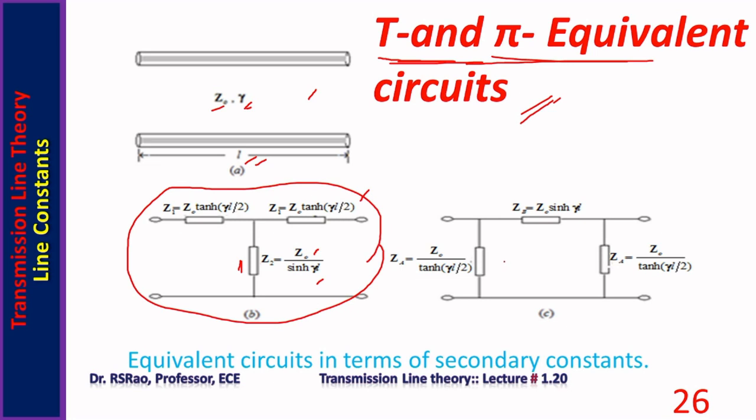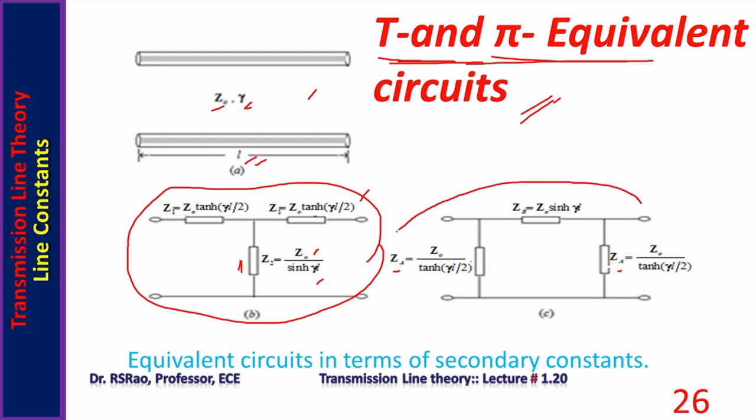Another equivalent circuit is also there. It is in terms of pi. That's why it is called the pi equivalent circuit. In the legs, two equal impedances are there, Z0 by tanh(gamma l by 2). In the roof, we have another impedance, Z0 sinh(gamma l).